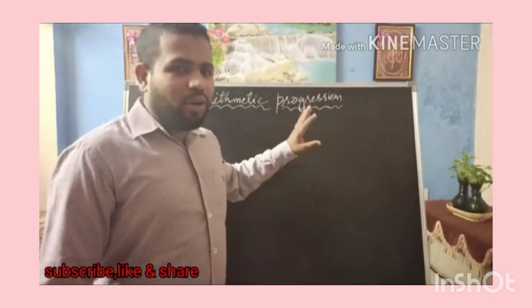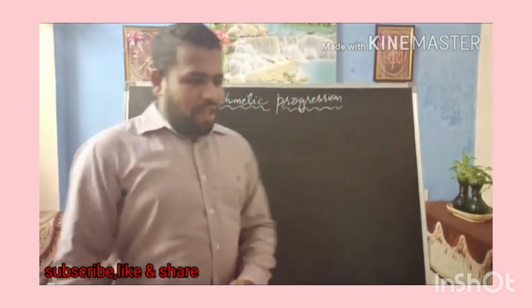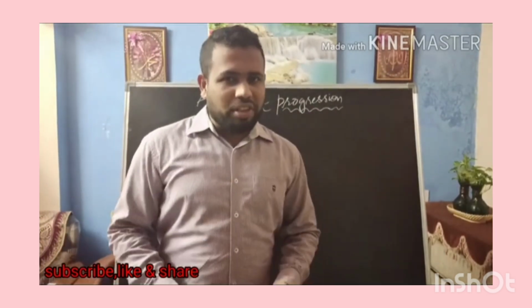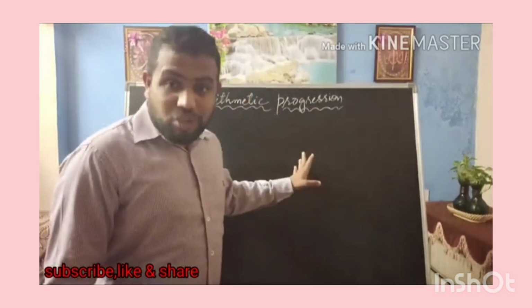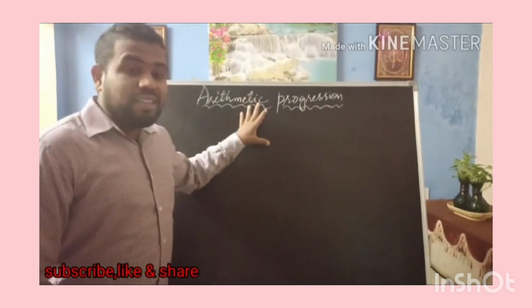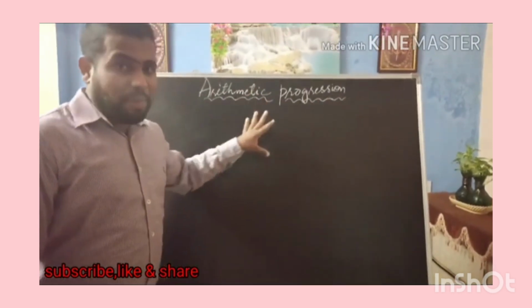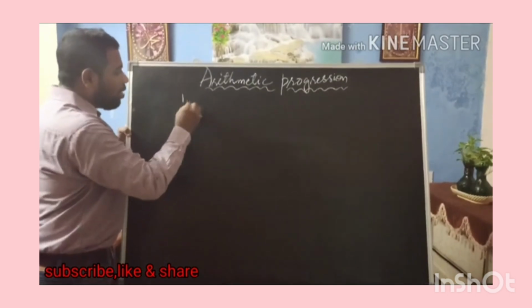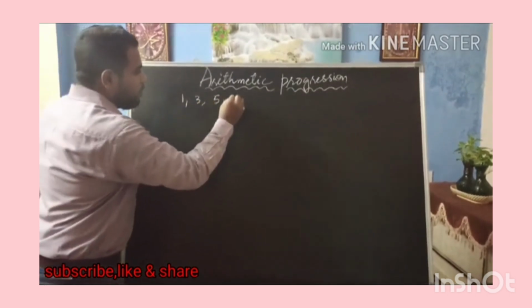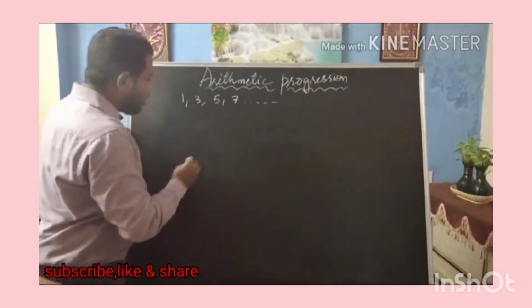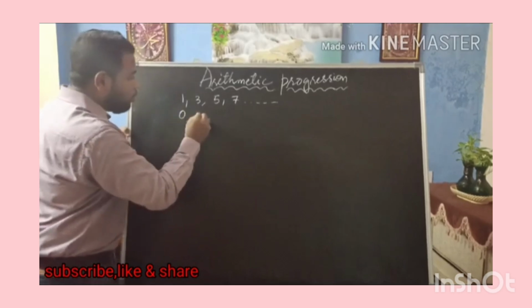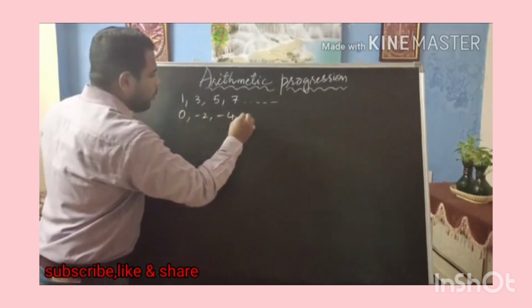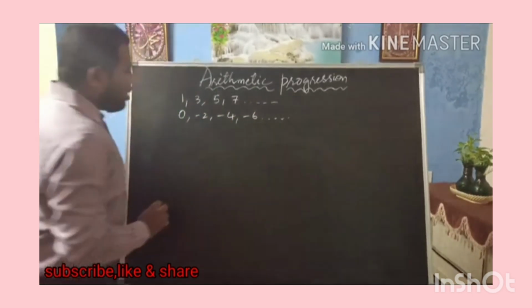Today we are going to study arithmetic progression. Before I explain what arithmetic progression is, I am going to write a few number patterns on the board to explain it in an easy and simple way. Patterns like 1, 3, 5, 7, and so on, and 0, minus 2, minus 4, minus 6, and so on.